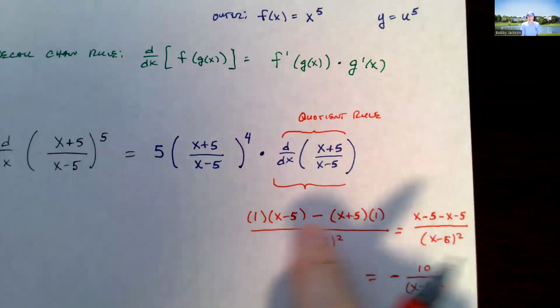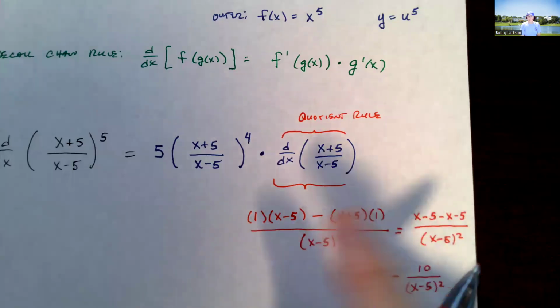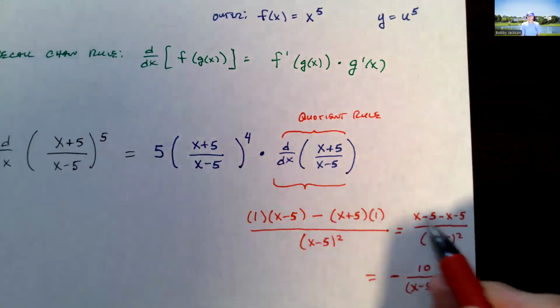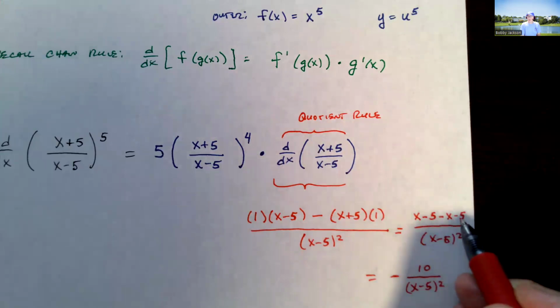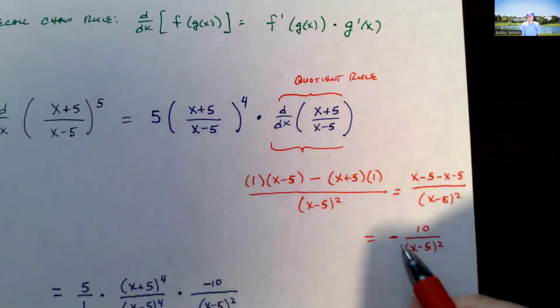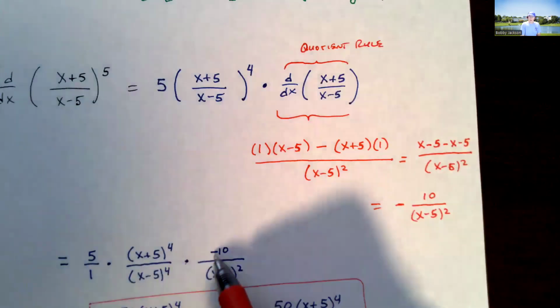So I'm going to clean up the numerator. I get x minus 5. And be careful here, this becomes minus x minus 5. So the x minus x is gone. I have negative 5 minus 5. That's negative 10, which I can write this way. Or I can write it this way.